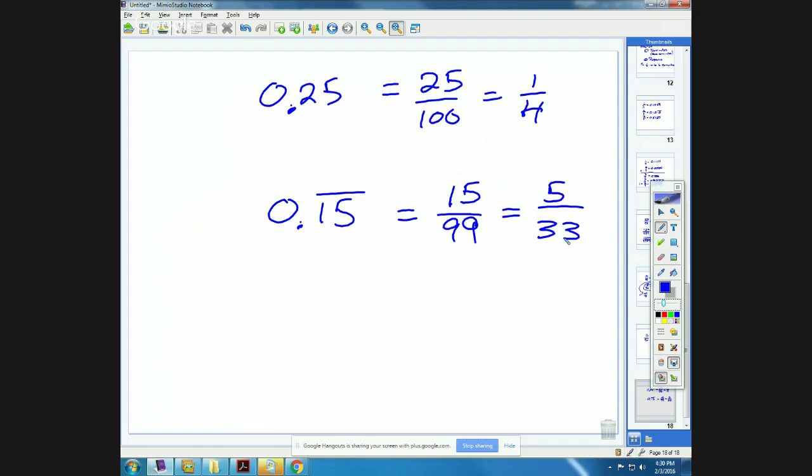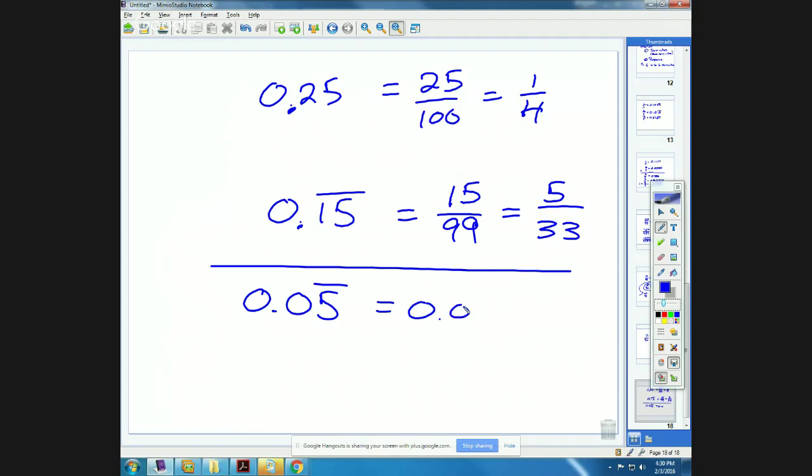So I'm going to put another twist in it. What if I did 0.05 and just the 5 repeats? So that would be 0.0555.